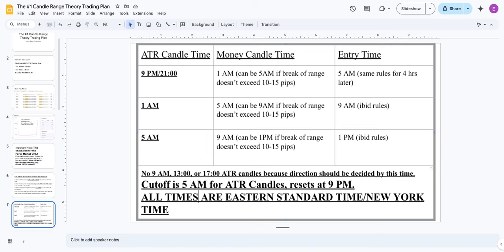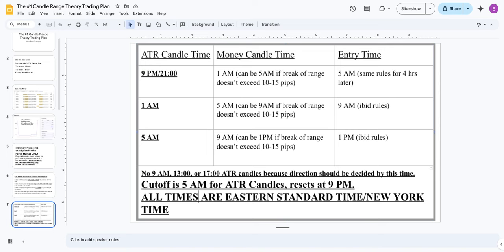All right. But you want to see where the range breaks and then closes back inside the range. And again, I'll show you this. If there's an ATR candle at 5, then I'm looking for the 9 a.m. candle to create the money candle. And then trading time starts at 1 p.m. All right. So again, my entry time, that's when I'm actually trading. So I'm only taking the trade starting at 5 a.m., again at 9 a.m., and at the latest by 1 p.m. And that's it.